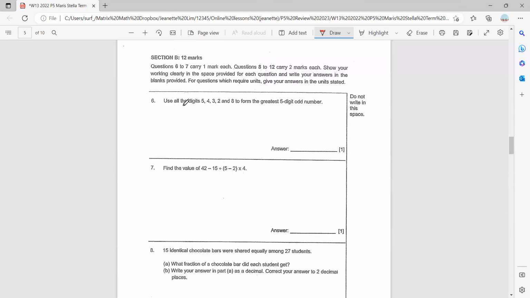Question 6, use all the digits 5, 4, 3, 2, and 8 to form the greatest 5-digit odd number. Greatest, let's start with 8. Then you have 5, 4, 3, 2. Let's write 5, 4. So you cannot write 3, 2 because the last number cannot be a 2. So I will change it to 2 and 3. So this is your largest 5-digit odd number.